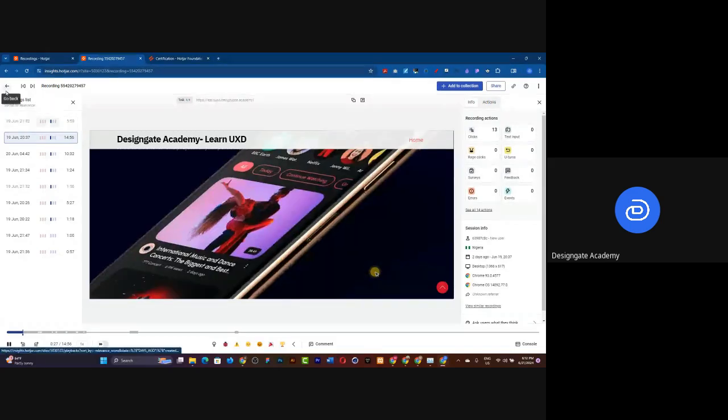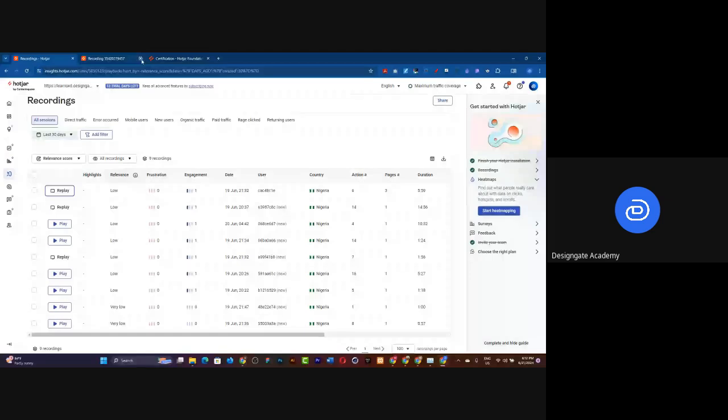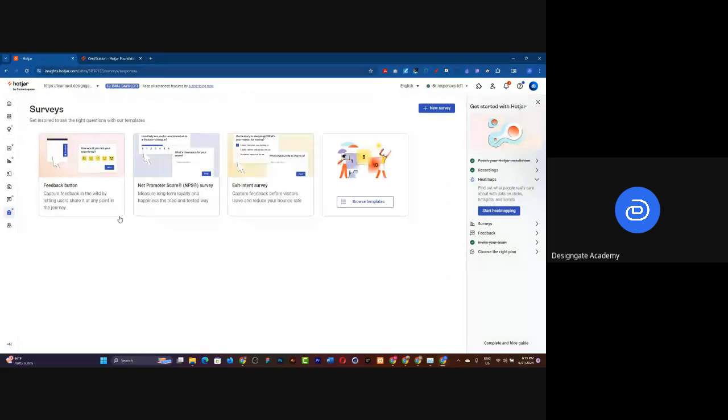Okay, now in some cases, you might want to ask the users questions direct, to really understand why they are doing what they're doing. This also has a survey feature. So you can set up surveys. If you go to survey right now, you can see you can set up different types of survey. And yes, it's awesome because it comes with different templates.